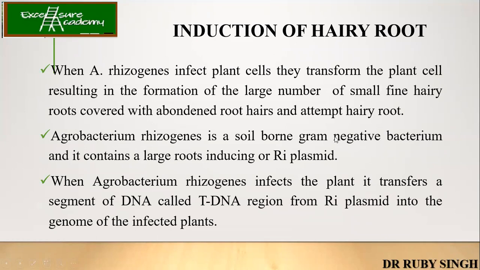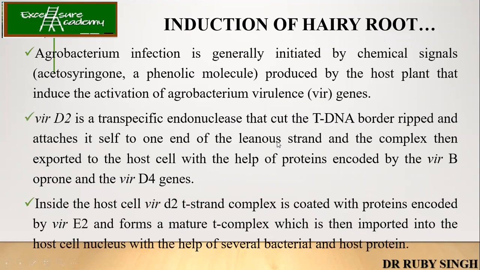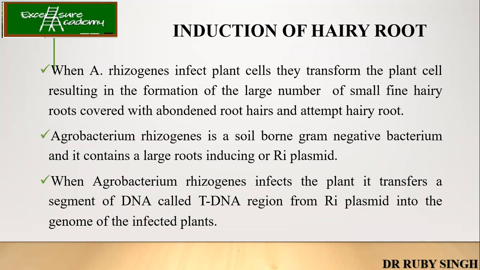Now, induction of hairy root, how exactly has this been done? When Agrobacterium rhizogenes infects the plant cells, it transforms the plant cell, resulting in the formation of a large number of hairy roots covered with abundant root hairs. Now we know that Agrobacterium is a soil-borne gram-negative bacterium, and what is helping in the infection is the Ri plasmid, the root inducing plasmid.